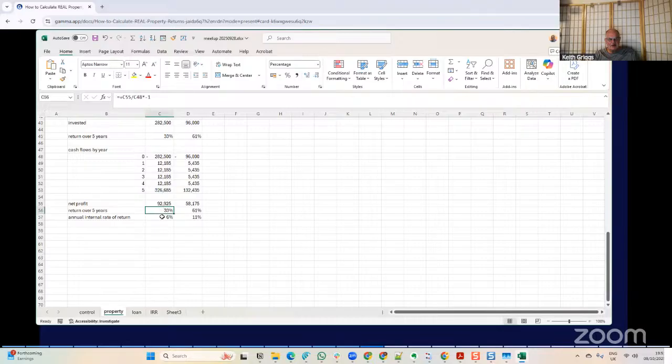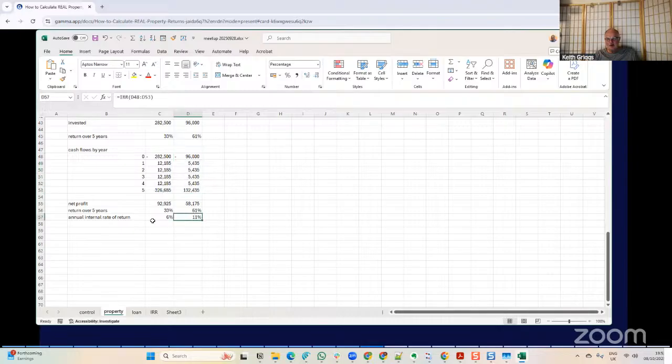C55, internal rate of return. In Excel you can do equals IRR, which stands for internal rate of return, and I'm just looking at these flows from 48 to 53. That's year 0, year 1, year 2, year 3. The simple return is 6%, whereas the internal rate of return of these figures is 11%.